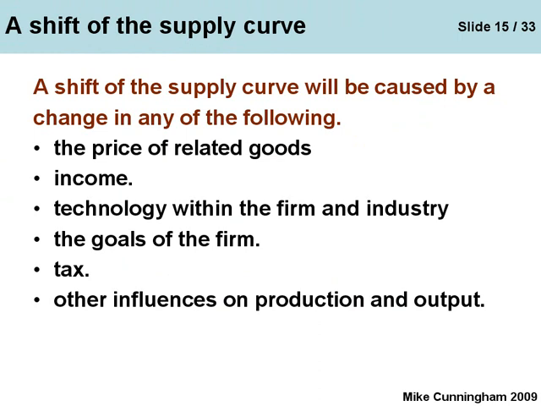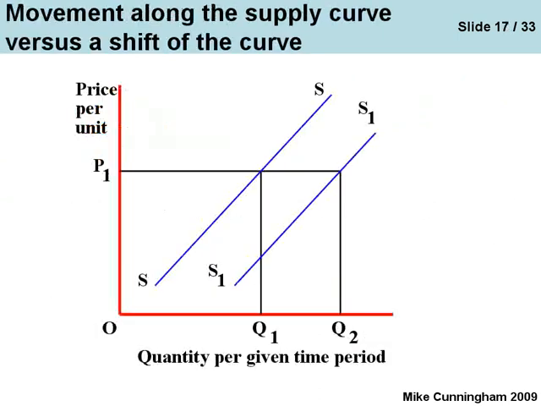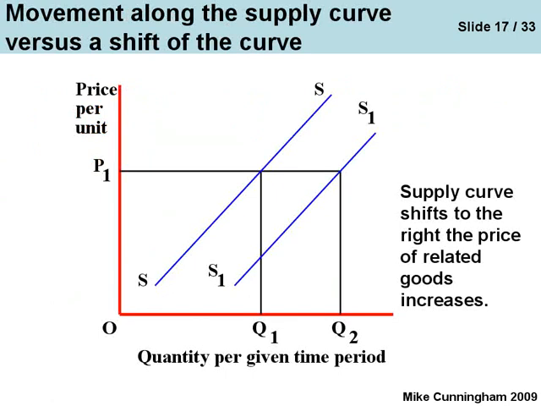Let's look at each one of these in turn. Just very briefly skip over it in turn, just to show how it works. Let's start with the price of related products. Now, the point here is that the supply curve will shift to the right if the price of related products increases.